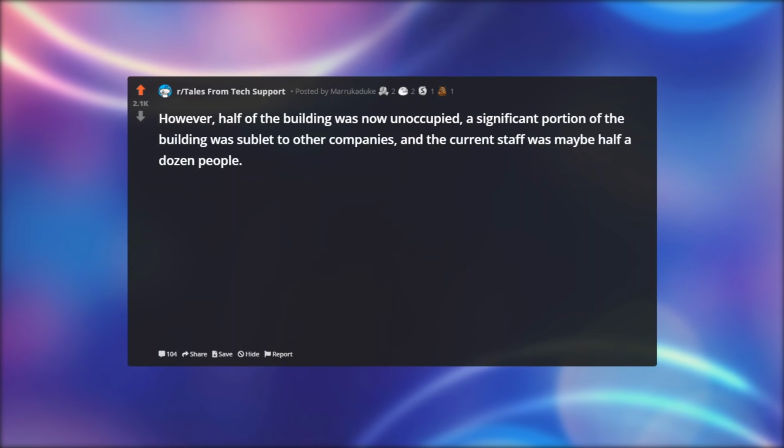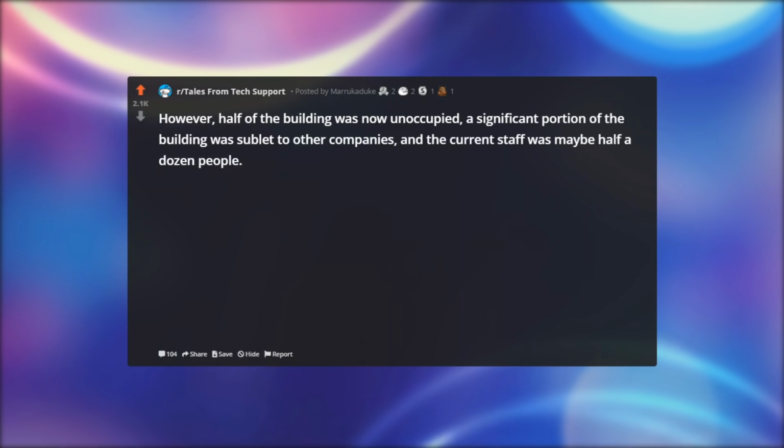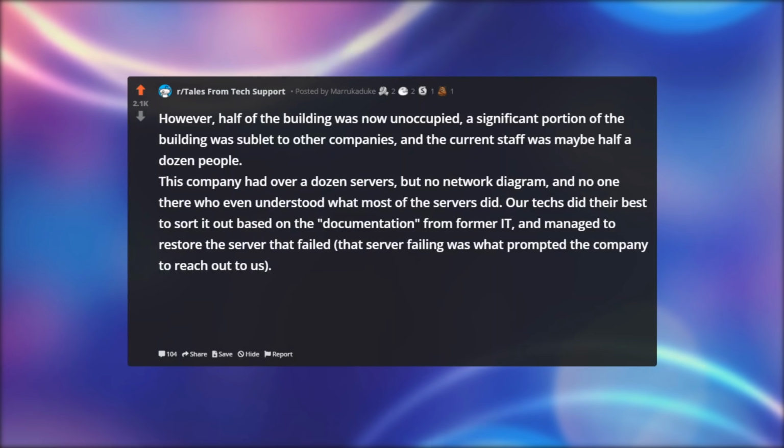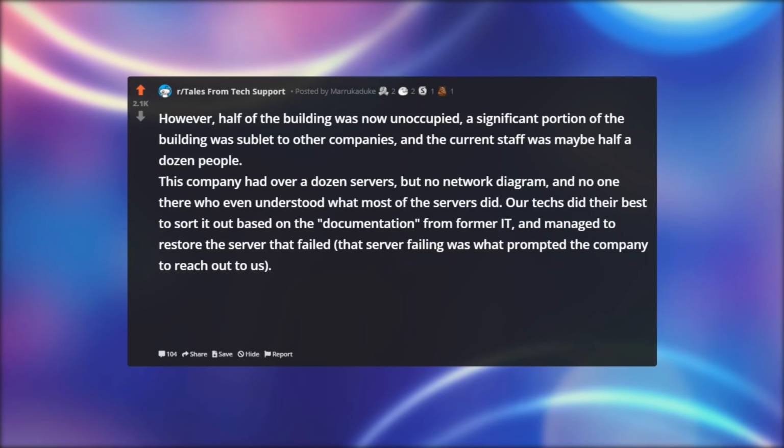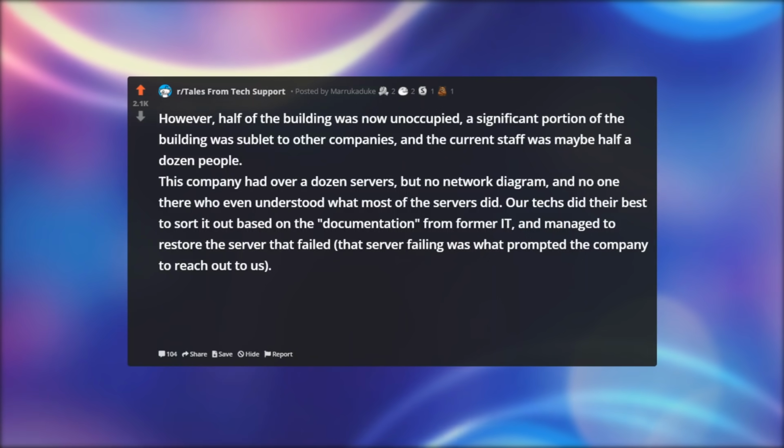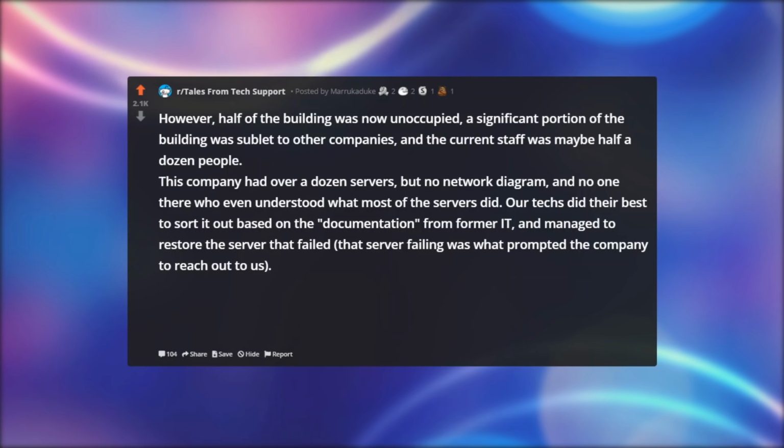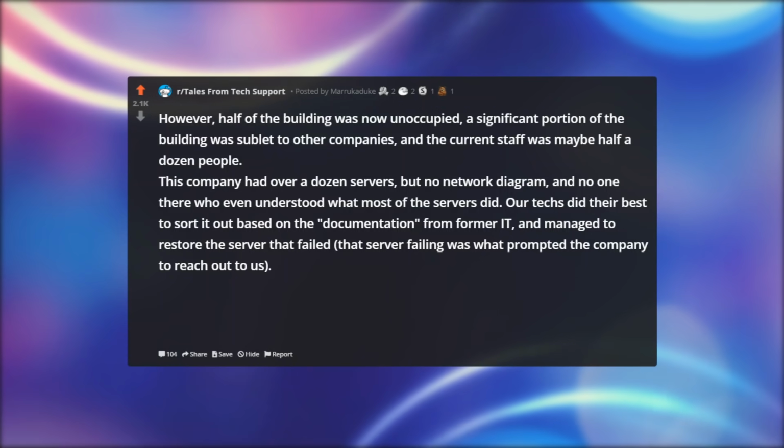However, half of the building was now unoccupied, a significant portion of the building was sublet to other companies, and the current staff was maybe half a dozen people. This company had over a dozen servers, but no network diagram, and no one there who even understood what most of the servers did. Our techs did their best to sort it out based on the documentation from former IT, and managed to restore the server that failed. That server failing was what prompted the company to reach out to us.